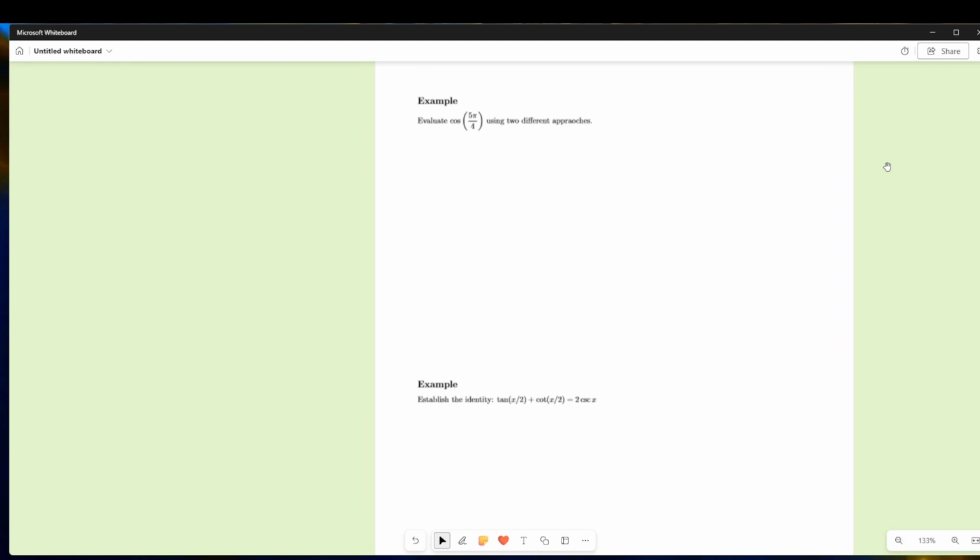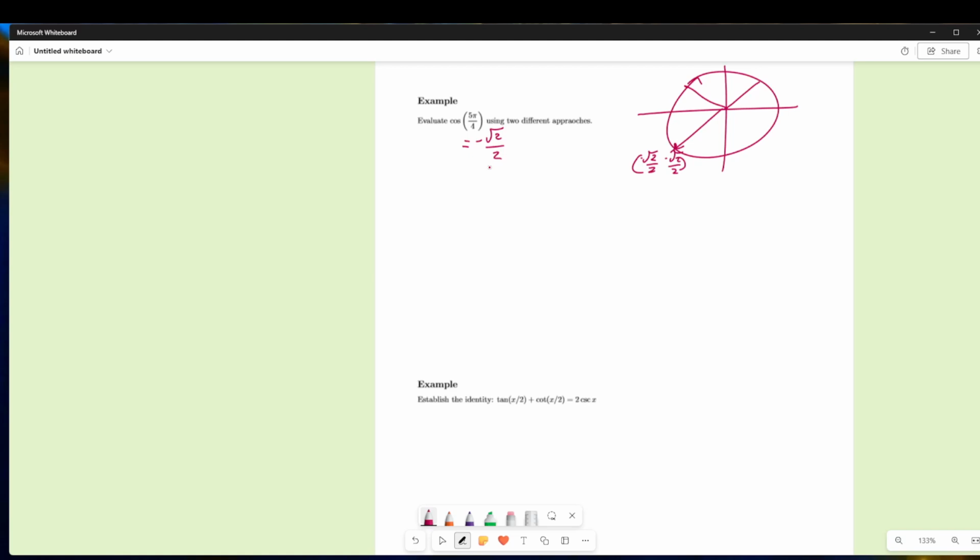So evaluate cosine of 5 pi over 4 using 2 different approaches. Well, we could just grab our unit circle and say, hey, 5 pi over 4, that's pi over 4, 2, 3, 4, 5 pi over 4 is down here. So at 5 pi over 4, we're at negative square root of 2 over 2 and negative square root of 2 over 2, so the cosine of 5 pi over 4 is just negative square root of 2 over 2. So that would be one nice direct way.